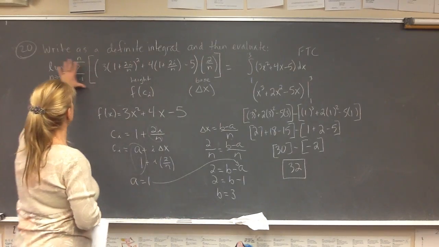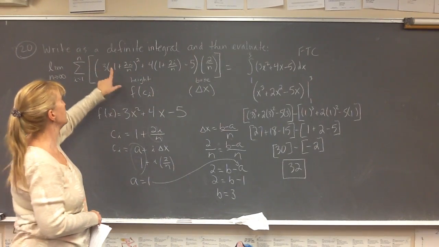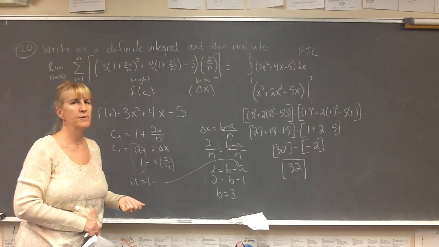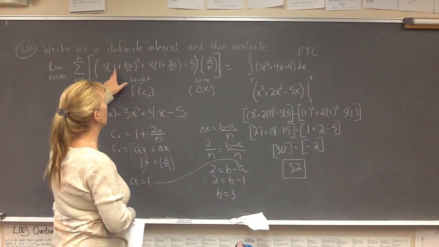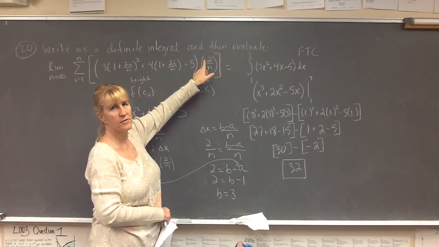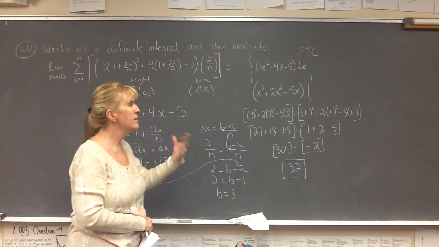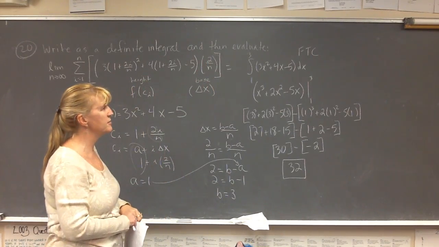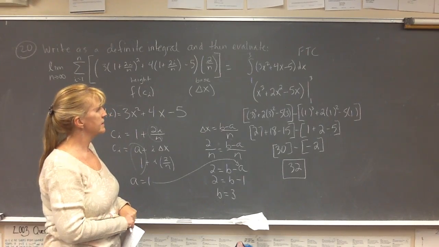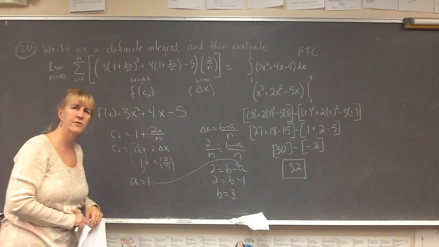So nowhere here is that 1 and 3 really visible. The 1 maybe, but the 3 is not really visible unless you say, well, if I'm starting at 1 and I'm going a distance of 2, I must land at 3. So if you think it through, if you really understand what it means, you can get it. But this is the end of the problem, and the answer is 32.